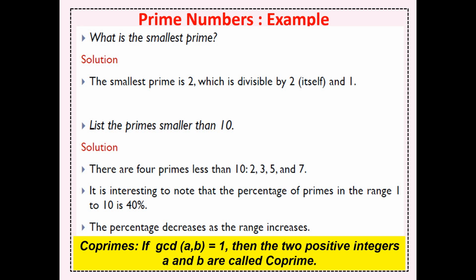Also, if we observe the last line, if GCD of a comma b equals 1, then we call the two positive integers co-prime. Now this co-prime word will be used. We had already used this GCD equal to 1 a long time back when we used the multiplicative inverse and the Euclidean algorithm. But now we are saying that those two integers for which this is 1 are called co-prime. They should be co-prime because these conditions will be important going further. Alright.